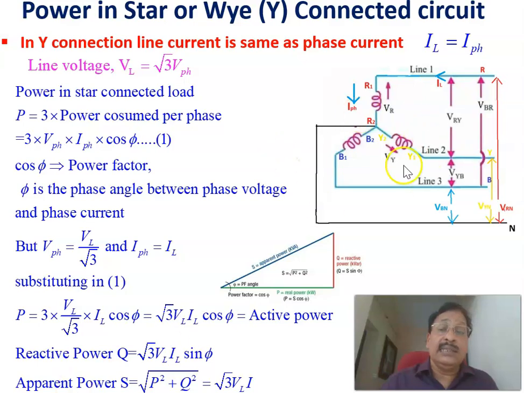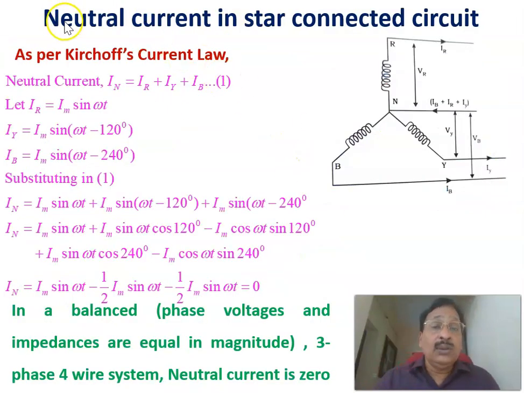Okay, star connected load. Now, to calculate the neutral current in a star connected circuit, there is a neutral wire. It is a 3-phase 4-wire system in which this is the neutral conductor, and this is the R phase, this is the Y phase and B phase, and you have to calculate the current that is flowing to the neutral.